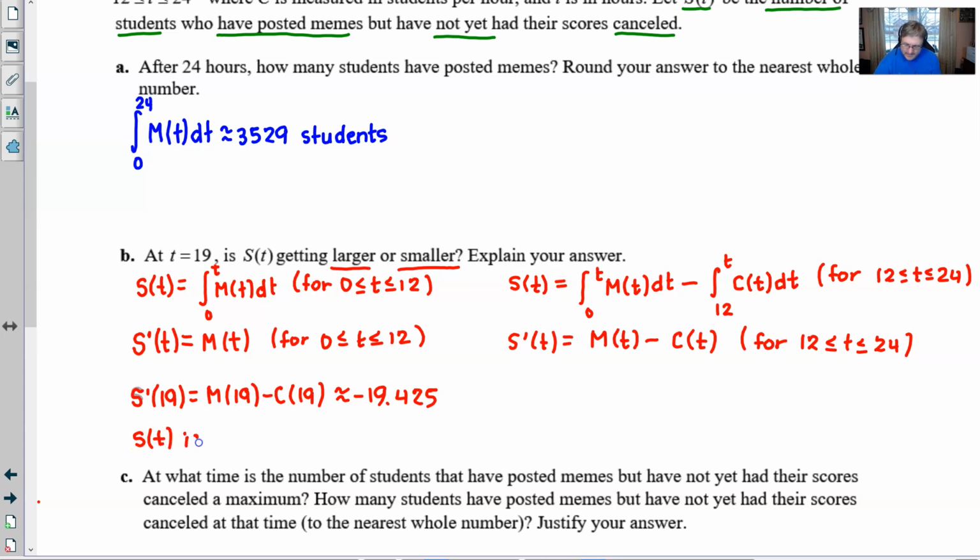And you want to write that. S of t is getting smaller at t equal 19. And the reason is because s prime of t, or s prime of 19, is a negative number. And that would do a great job of justifying that part B. Part B could be worth 2 or 3 points depending on the year. You're 5 points into this problem, at least.